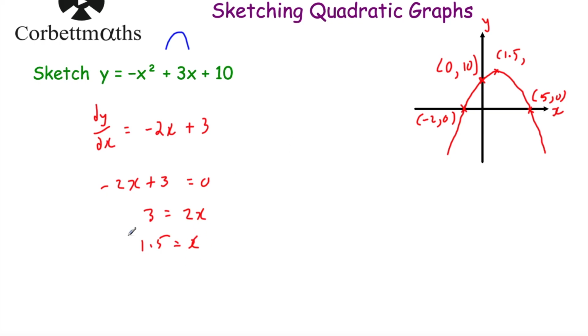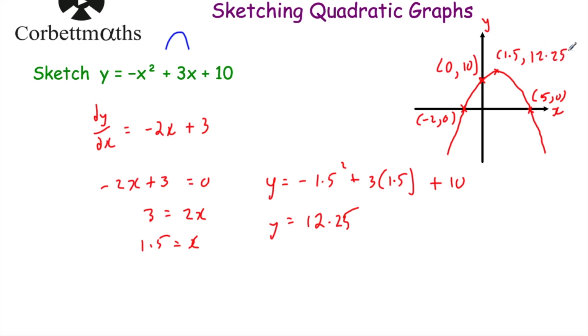Okay, now you find out what the x coordinate is. Let's substitute that back in and find the y coordinate. So y is equal to minus 1.5 squared plus 3 times 1.5 plus 10. And this is a calculator paper, so let's just work this out. And when we work that out, we get an answer of 12.25. So that means the y coordinate is equal to 12.25. Or it may come up as a fraction on your calculator, and if it does, it would come up as 49 over 4, 49 quarters, but I've just got it coming up as a decimal there. And that's it. So that's the coordinates of the turning point, and I've labelled that as well.